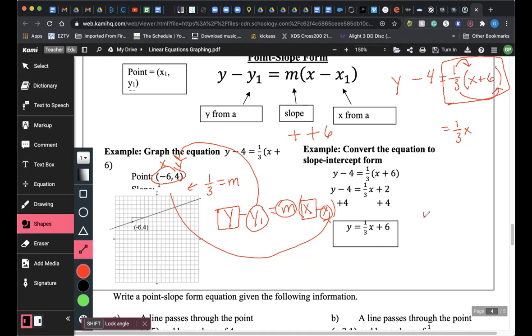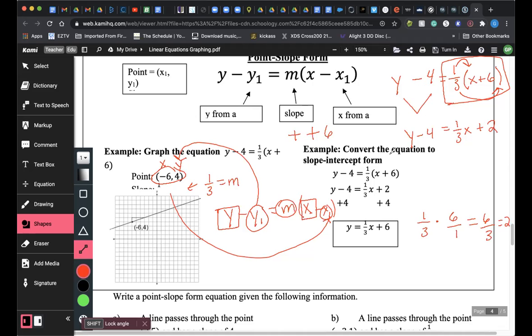When I multiply a fraction to a whole number, I have to make that whole number into a fraction, and then multiply straight across. I'm going to get 6 divided by 3, which is just equal to 2. So I have 1/3 x plus 2. And now let me just bring down the left side of my equation, y minus 4.